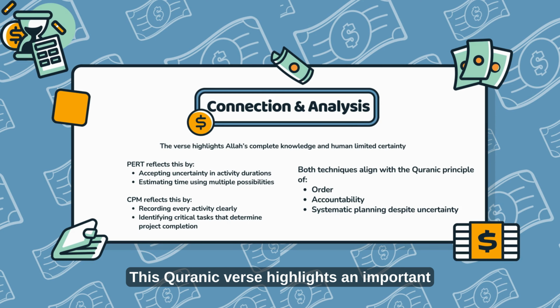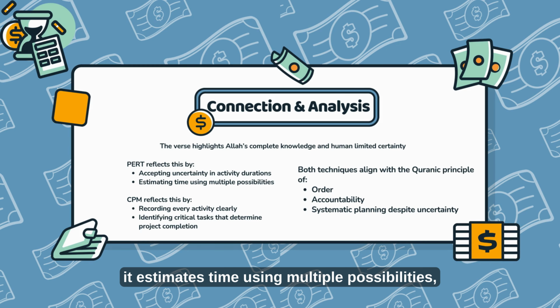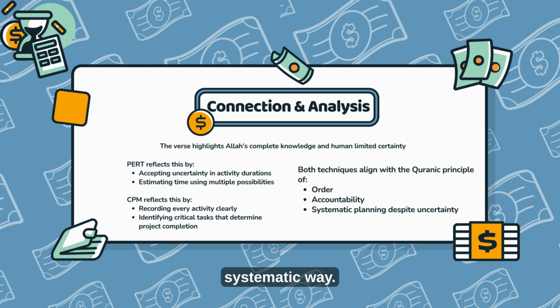This Quranic verse highlights an important reality. Allah has complete knowledge of all things, while human beings operate with limited certainty. This concept is clearly reflected in the PERT technique. PERT accepts that activity durations are uncertain and cannot be known with certainty. Therefore, it estimates time using multiple possibilities, allowing planners to manage uncertainty in a systematic way.